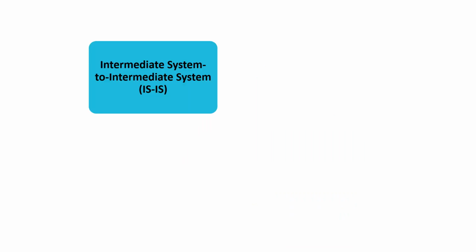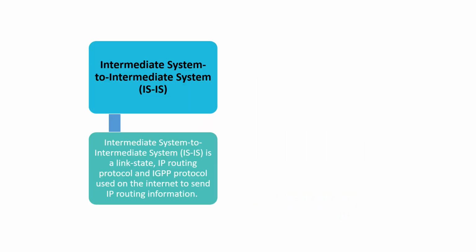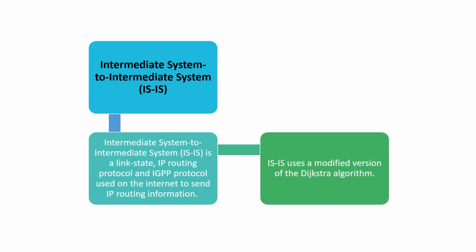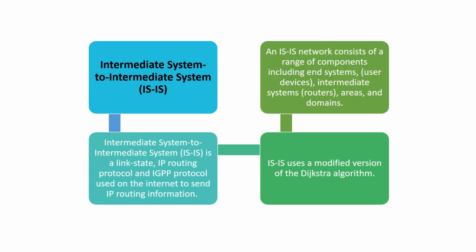And then we can see the intermediate system to intermediate system protocol, and this is a link state IP routing protocol, and this is used on the internet to send the IP routing information. And this uses a modified version of Dijkstra's algorithm, and this consists of a range of components including end systems, user devices, intermediate systems, routers, areas, and domains. And this is the link state internet protocol.